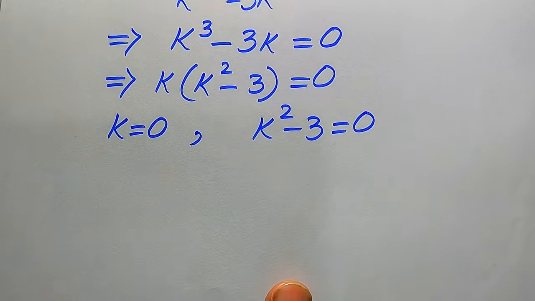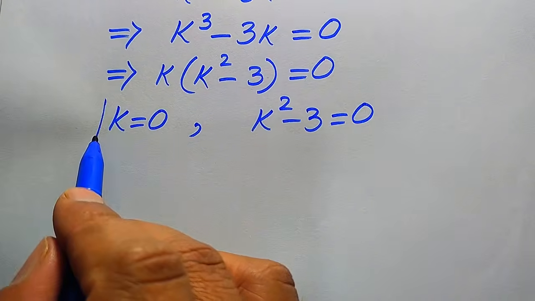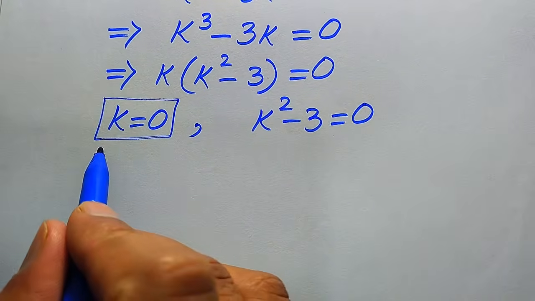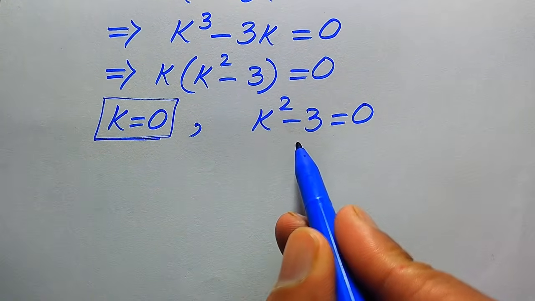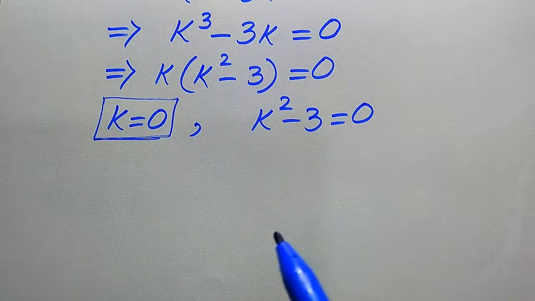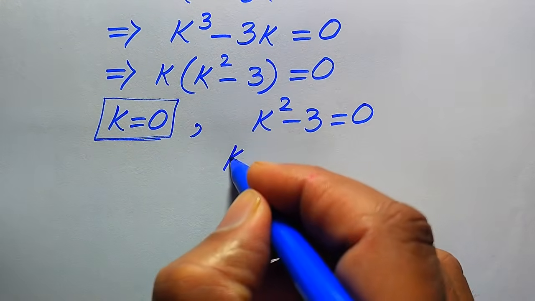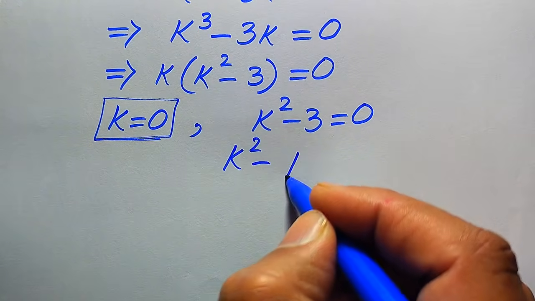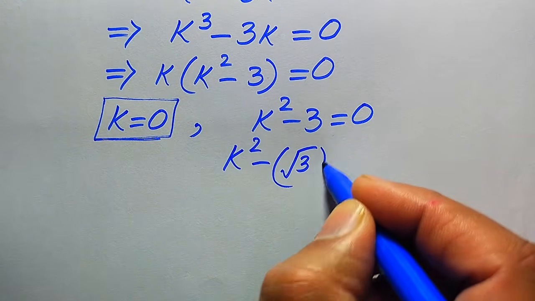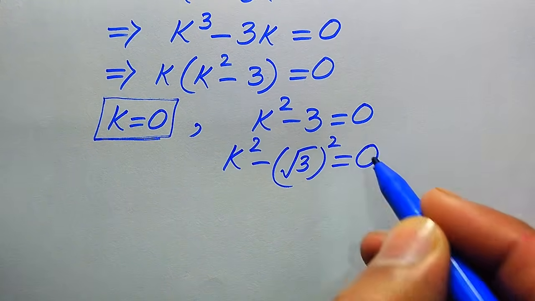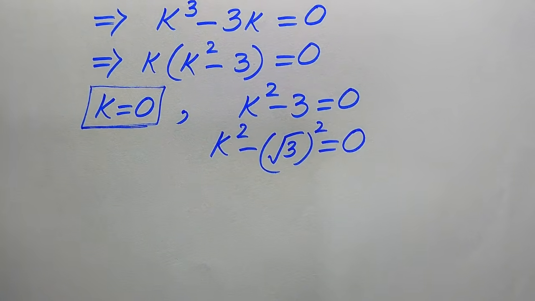So these are the two cases of the given equation. This is the first root of the given equation, and we need to solve the other case, and we easily get the other roots from here. So first we rewrite this equation as k square minus, we write this 3 as square root of 3 and its whole square, and this whole equation is equal to 0.